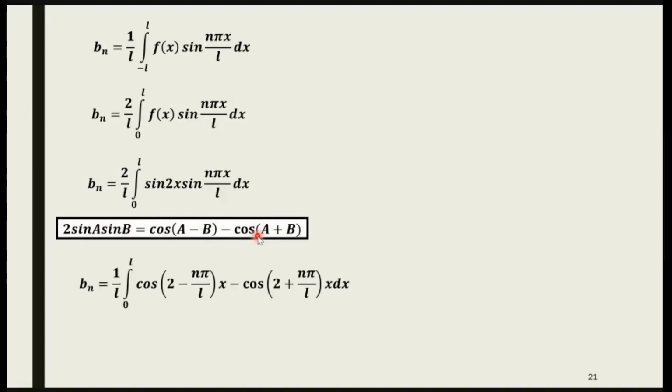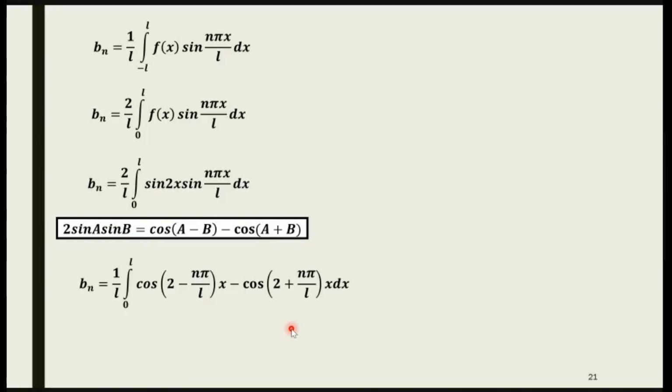Substituting here, so we will have cos of A minus B, 2x minus n pi x by L. If I take x common, 2 minus n pi by L into x. A plus B will become 2x plus n pi x by L. If we take x common, 2 plus n pi by L. Okay, so we are having 2 sin A sin B, so I have taken this 2 along with the cos and written it along with the sine function. And then 2 sin A sin B is cos A minus B minus cos A plus B.